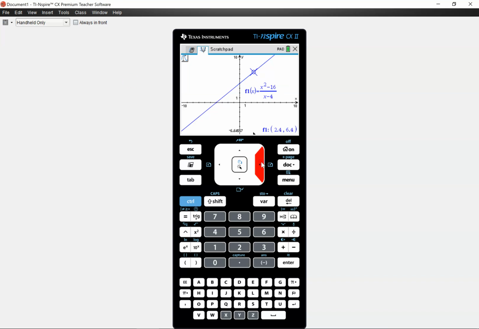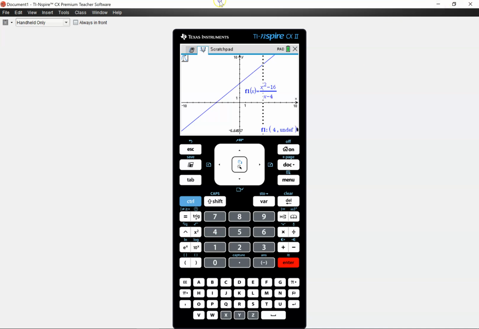Take a look. As I'm approaching 4, look at the x values. X equals 3, y equals 7, and then 3.3, y equals 7.3, 7.6. It looks like I'm getting closer and closer to 8 here. 3.9, I'm at 7.9. And then 4.2, I'm at 8.2. So what happened at 4 then? In trace mode, if I type in 4, it is undefined.